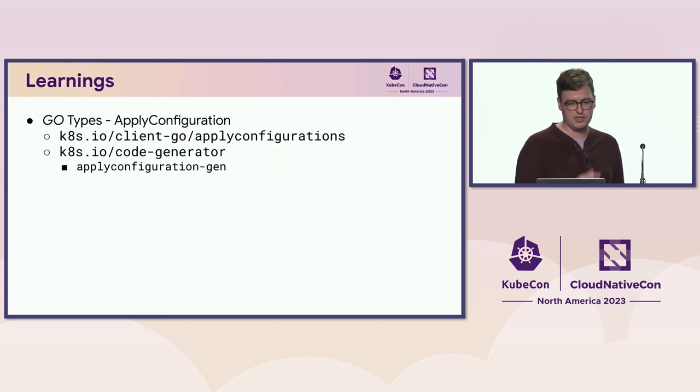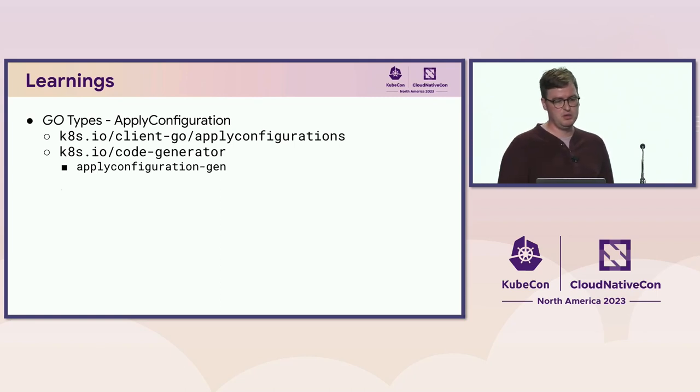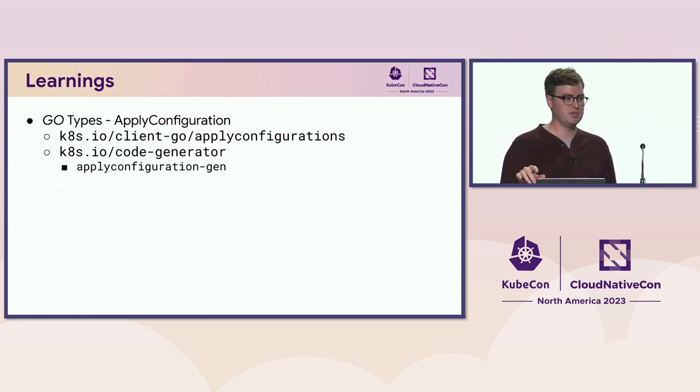But from the work I've done, these are the learnings that I have. So if you haven't played with it yet, in client-go, you have API types. When you use server-side apply, you're actually using a distinct set of Go types. They call them apply configurations. The reason you do that is because in the existing Go types, you can't tell if something's empty because you set it to empty.